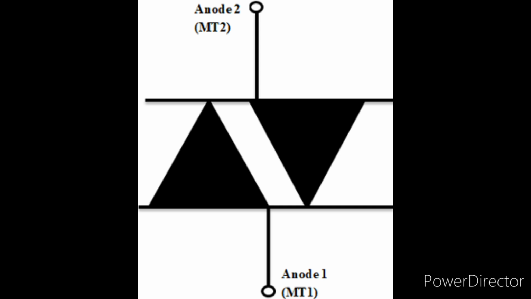Since DIAC switches both positive and negative half cycle of the AC waveform, the two terminals of DIAC are not anode and cathode. They are just anode 1 and anode 2, that is main terminal 1 and main terminal 2. And you can observe there is no gate terminal in DIAC. So understand that the voltage across MT1 and MT2 is the voltage that switches the device on and off.